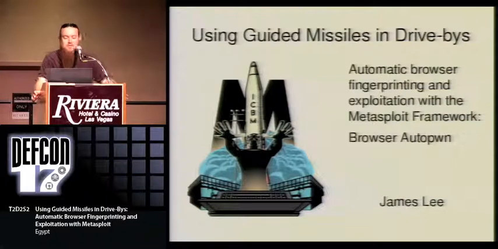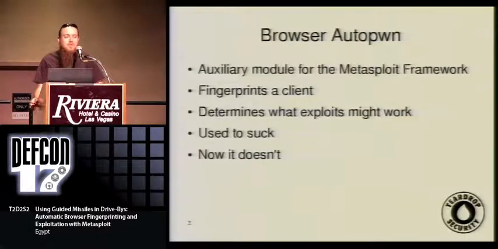All right, so I'm going to be talking about drive-bys, automatic browser fingerprinting, and exploitation with the Metasploit framework. The tool itself is called Browser Autopwn, and it's an auxiliary module for the Metasploit framework. There are exploit modules that everybody, I'm sure, is familiar with, and also auxiliary modules, and that's what Browser Autopwn is. The first thing it does is fingerprint a client to try to determine what exploits might work.